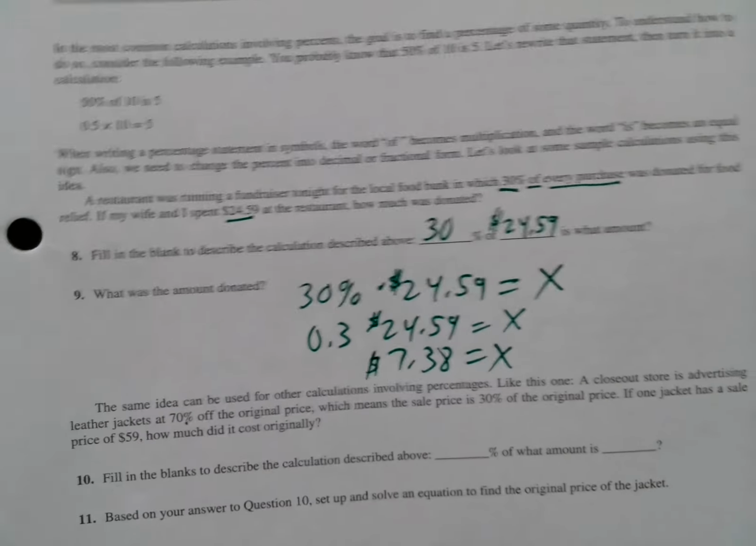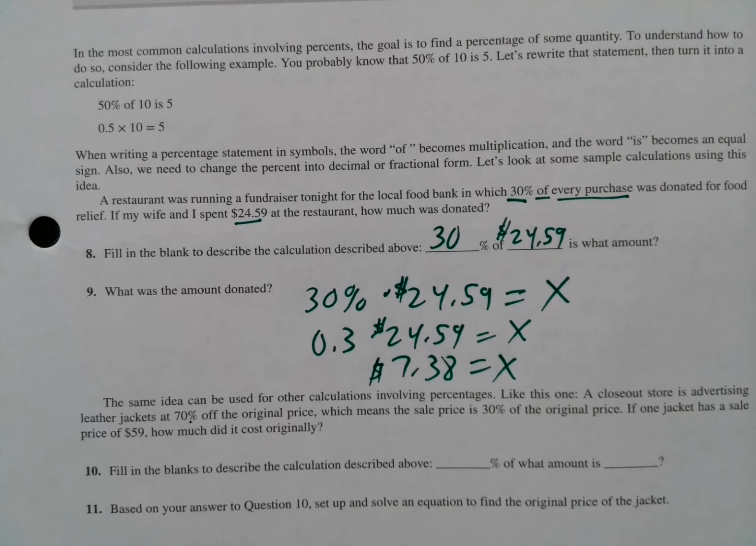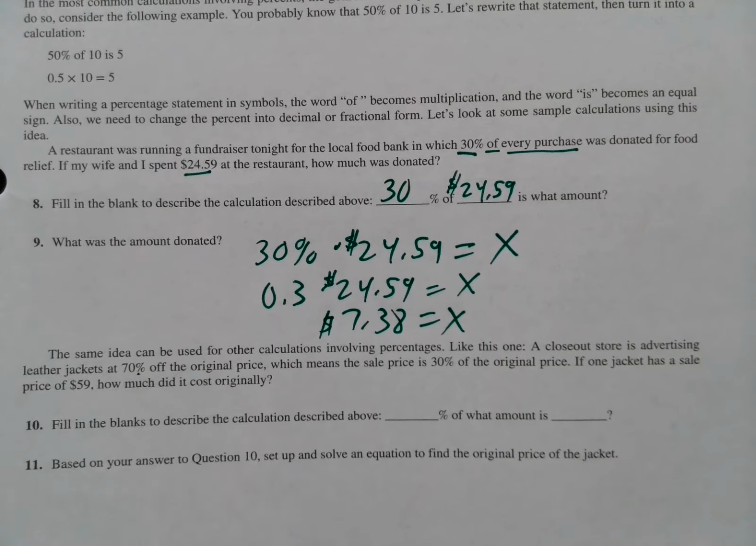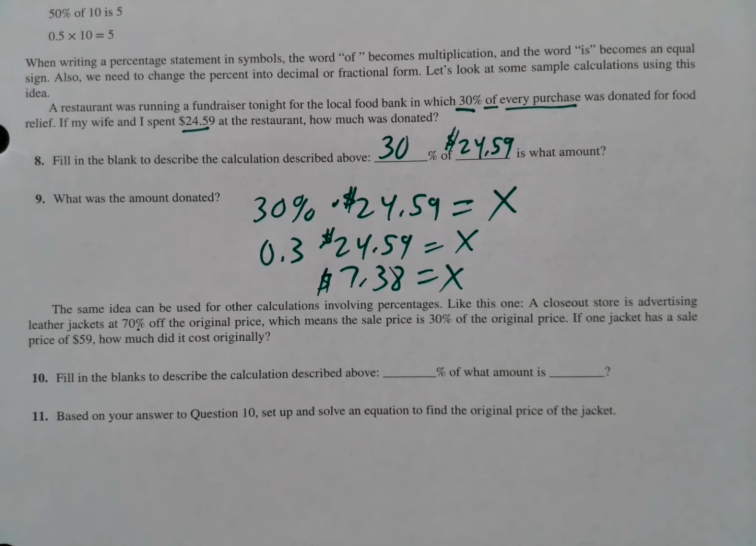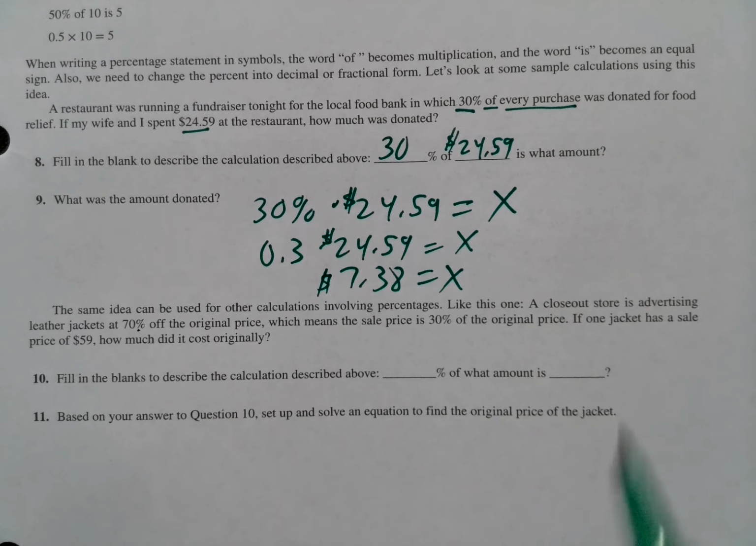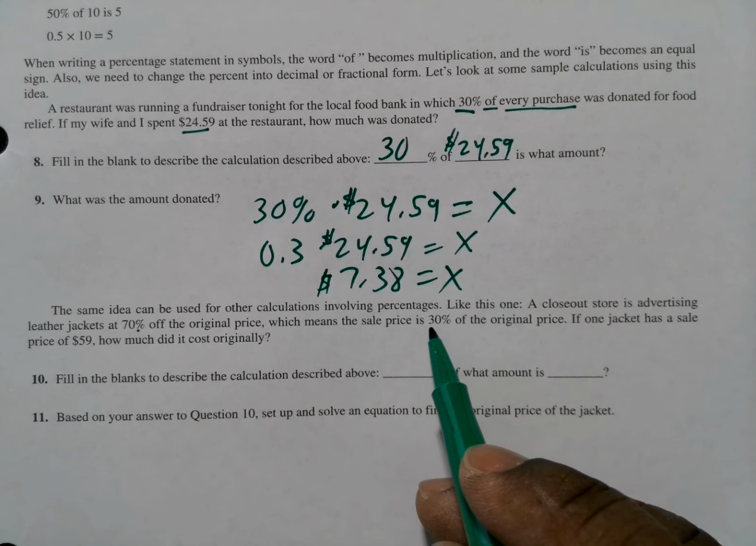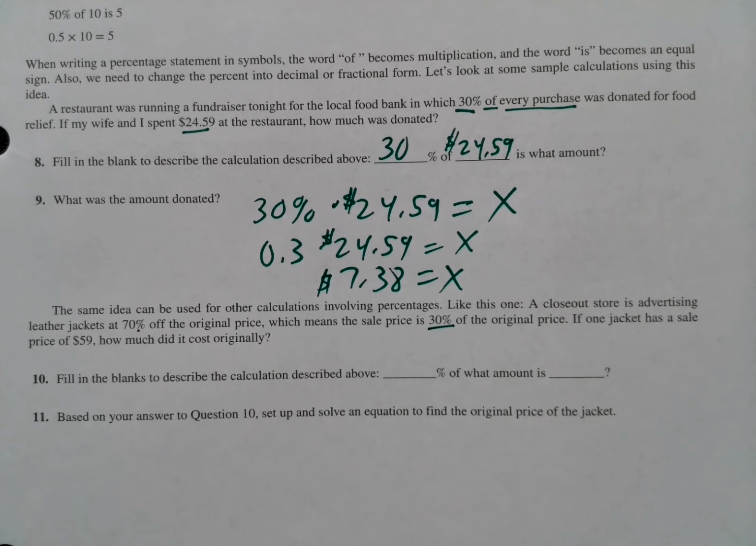So now, it says the same idea can be used for other calculations involving percentages. Like this one: a closeout store is advertising leather jackets at 70% off the original price, which means the sale price is 30% of the original price. If one jacket has a sale price of $59, how much did it cost originally? So number 10, it says fill in the blanks to describe the calculation described above. Now if you notice here, it tells us that the sale price is 30% of the original price.